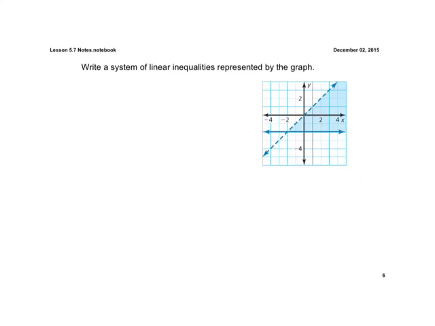All right, now we're kind of thinking backwards here. We need to write the system of linear inequalities. They already gave us the graph. We need to write the inequalities themselves. So let's start with maybe this line right here, this horizontal line.